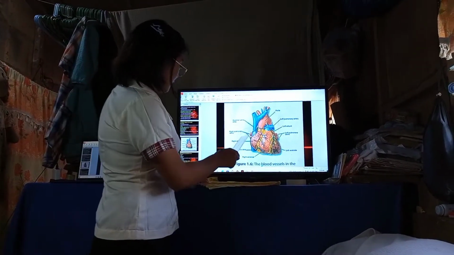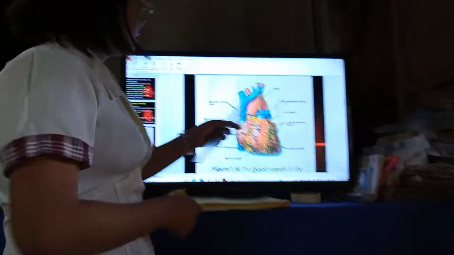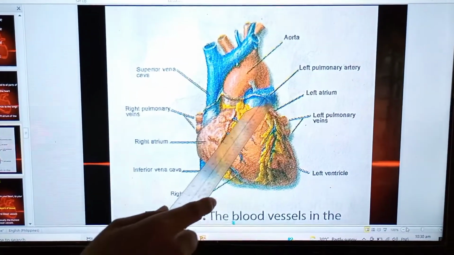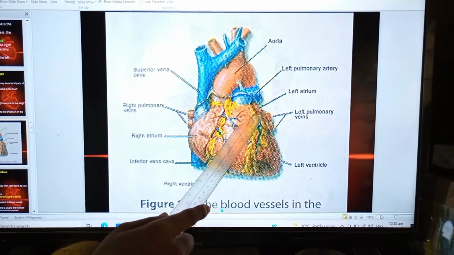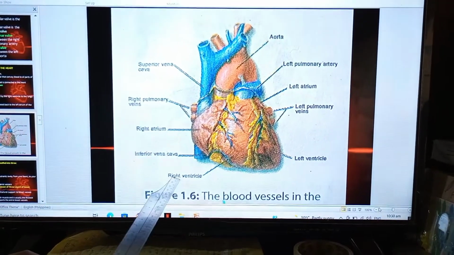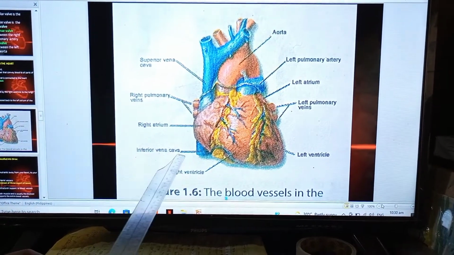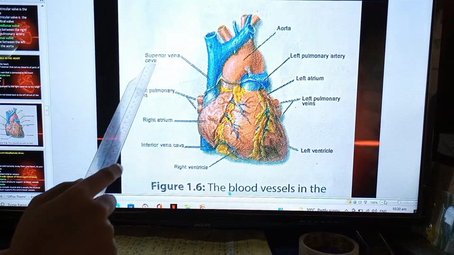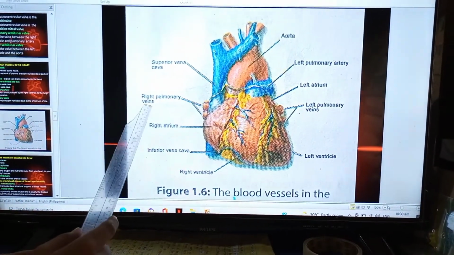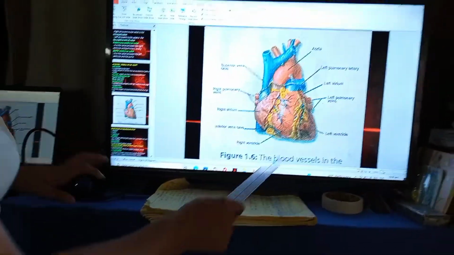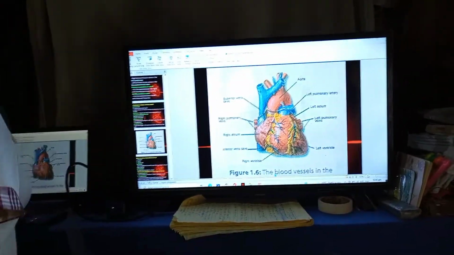So, this is the aorta, left pulmonary artery, left atrium, left pulmonary veins, left ventricle, right ventricle, inferior vena cava, here it is, then the superior vena cava, they are connected, then the right pulmonary veins. That is the blood vessel structure. Okay, next.